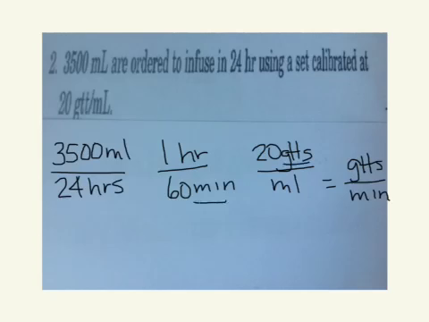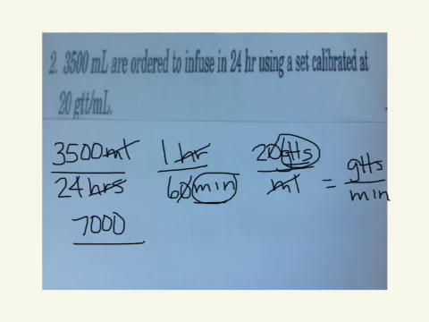So from here you're just going to start canceling. Hours are gone, milliliters are gone. Again, left with minutes and drops, or drops per minute. So then again I cross out the zeros, one on the top, one on the bottom. That gives you on top 3,500 times 2 is 7,000. And then on the bottom, 24 times 6 is 144. No, I'm not doing this in my head. I already used a calculator to figure it out.